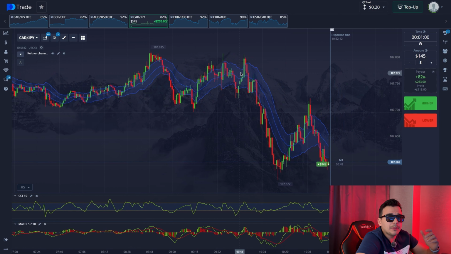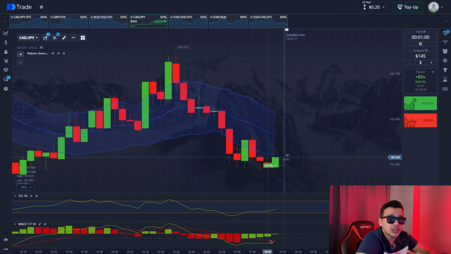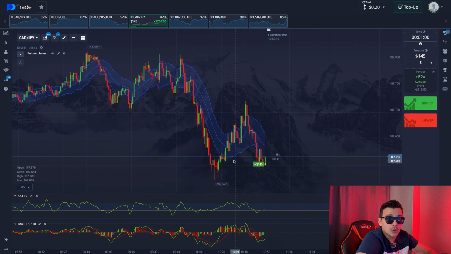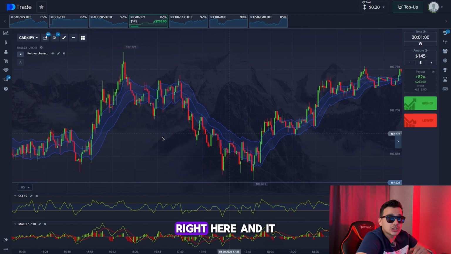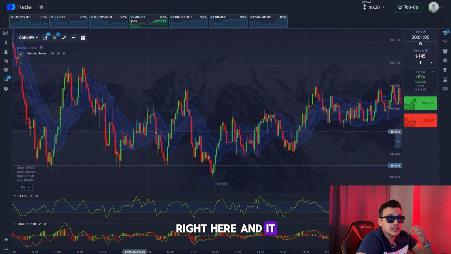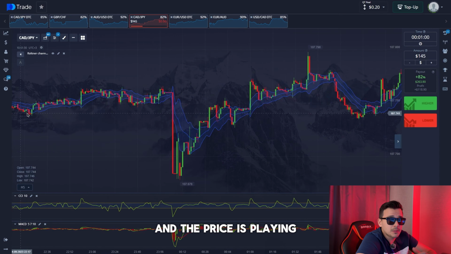And let's open up a trade here. I saw the upcoming MACD crossover. And in general here, earlier when I was analyzing, there is a support area. Yes, we have it right here and the price is on it now, yes. And the price is playing.